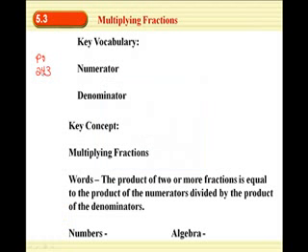Multiplying fractions is different than adding. You do not have to get common denominators, so that makes it a little bit easier. Our vocabulary, again, we have a numerator over the denominator in the fraction. And let's go right into the key concept box.